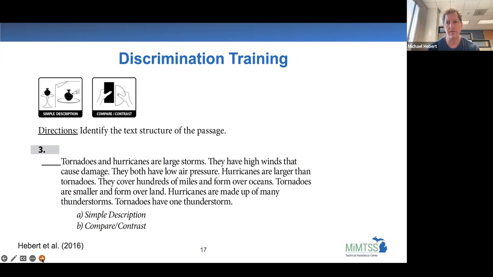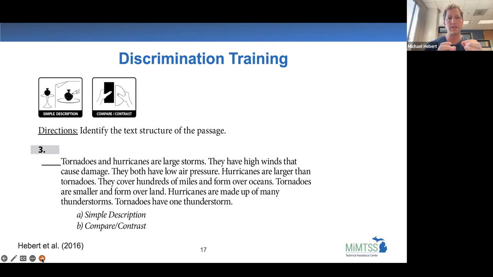It's compare contrast, right? So basically, we can talk to kids about why it is compare contrast. It seems like they're describing things, right? They're talking about storms, high winds. They're telling us a lot of information about low pressure and the size of these things. But in this case, we're talking about two different topics, tornadoes and hurricanes. And they say some of the things that they have that are similar and some of the things that are different, right?